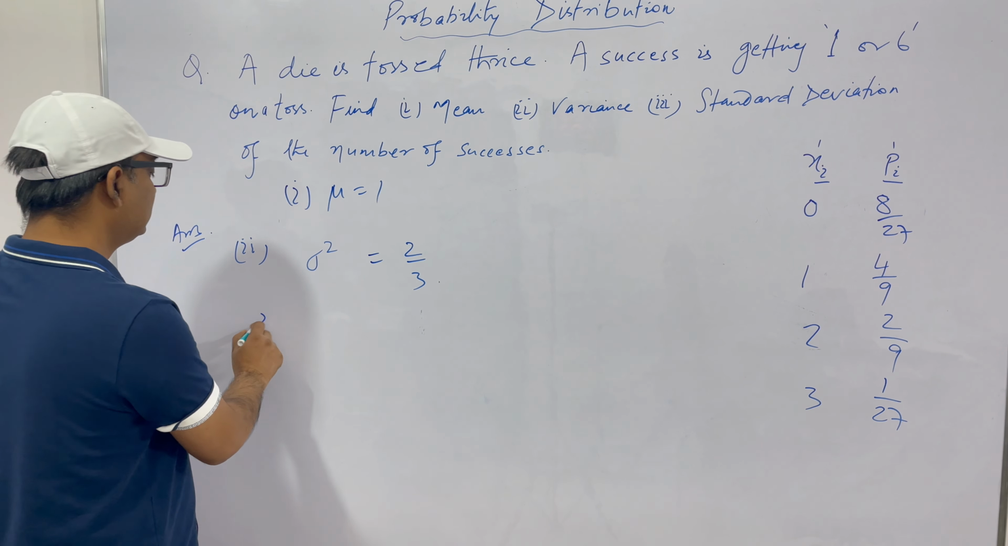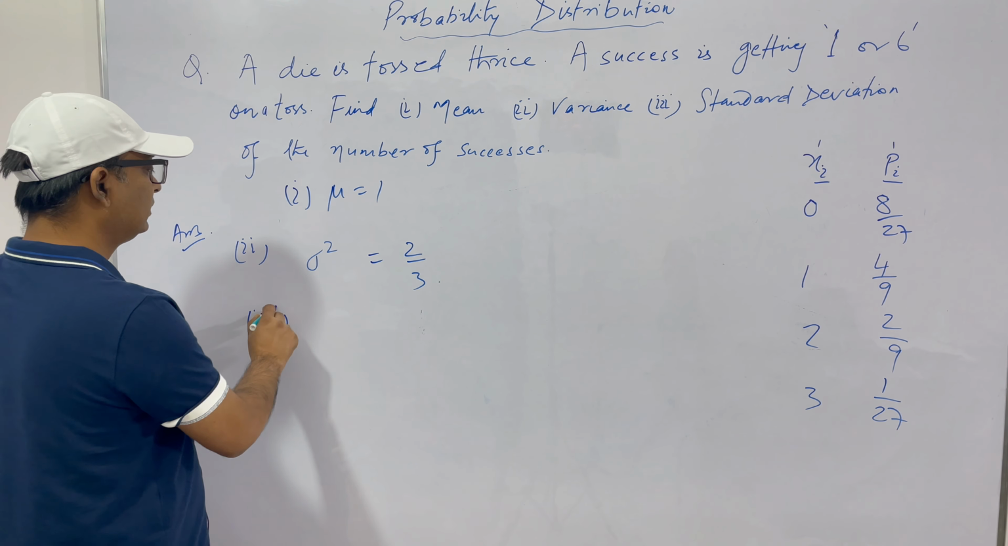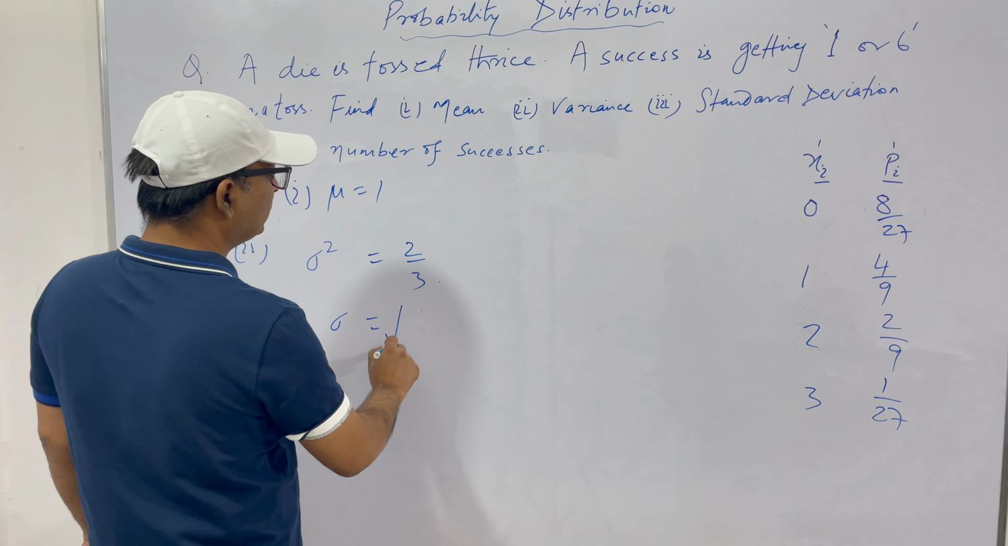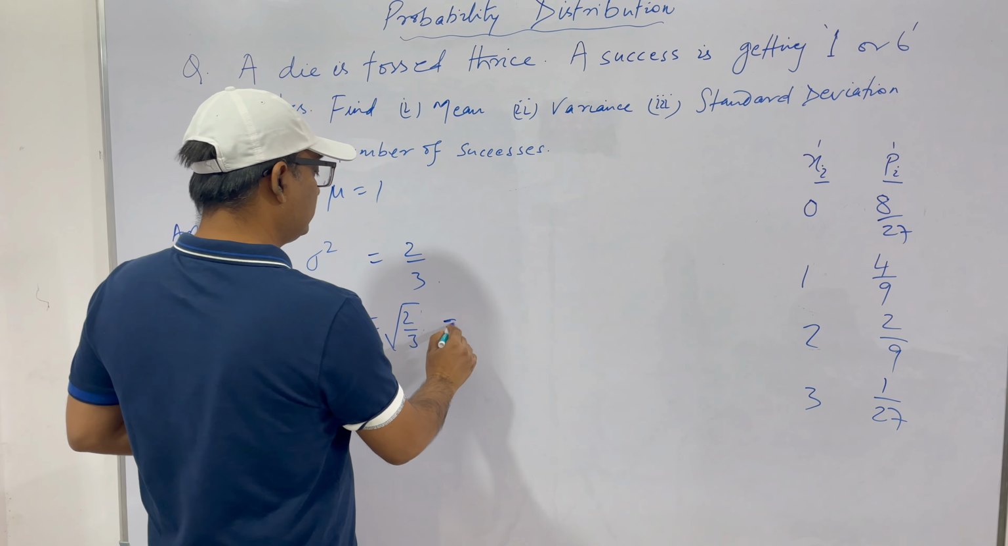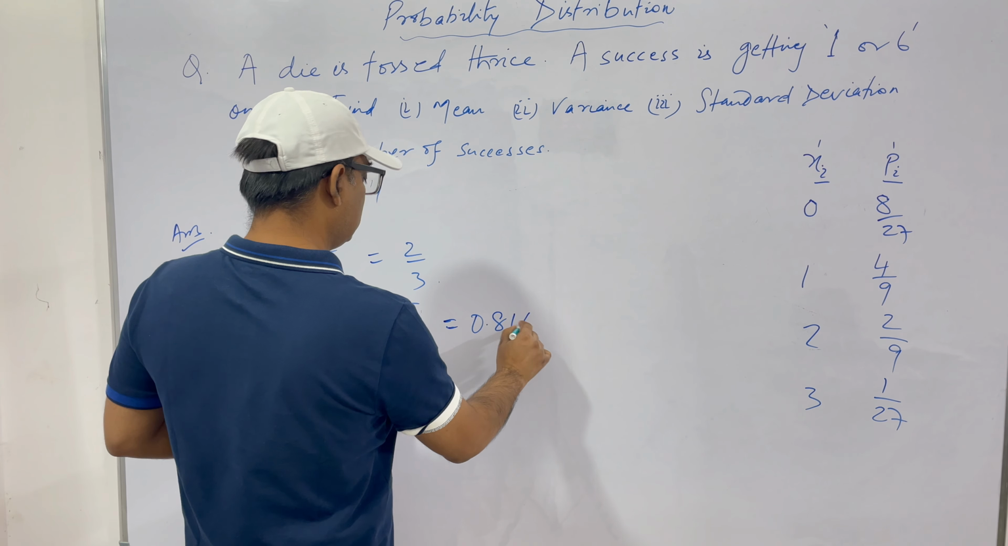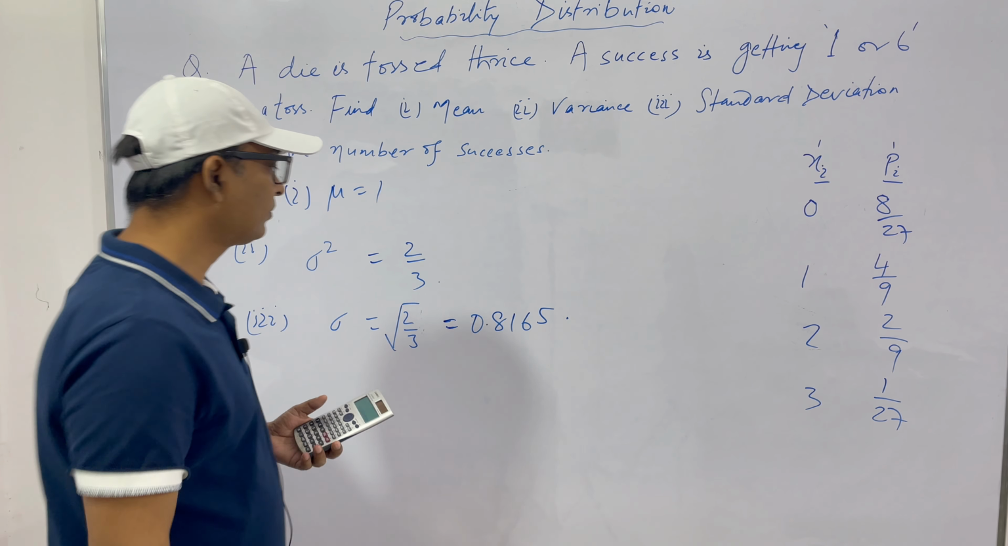Then standard deviation is very simple. Standard deviation is root over 2 by 3. This is equal to 0.8165. Clear?